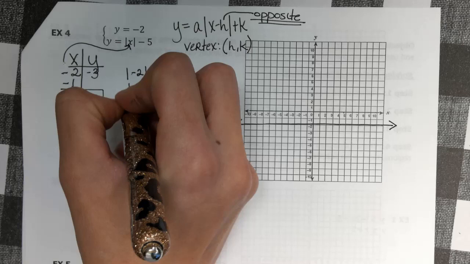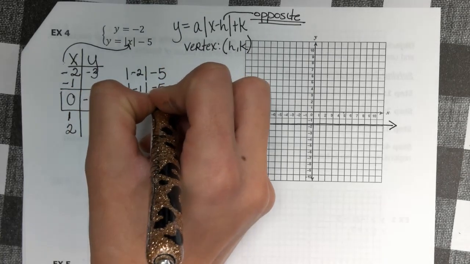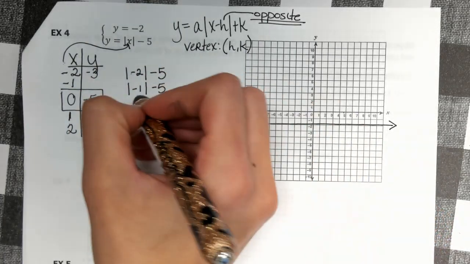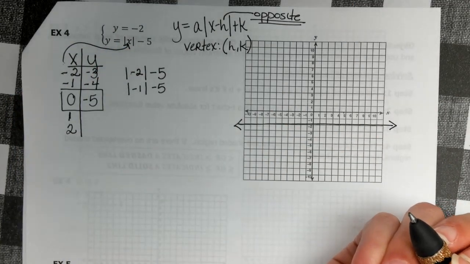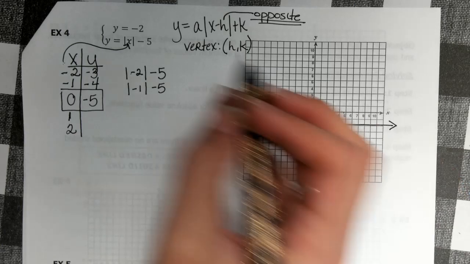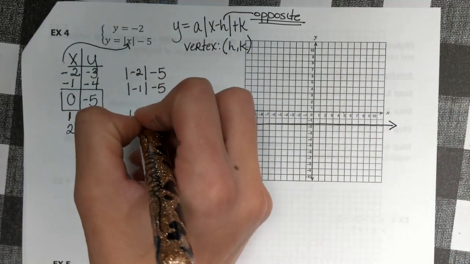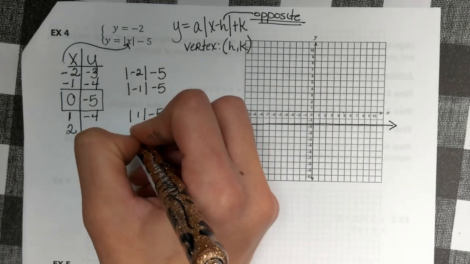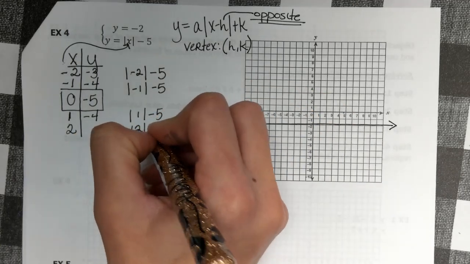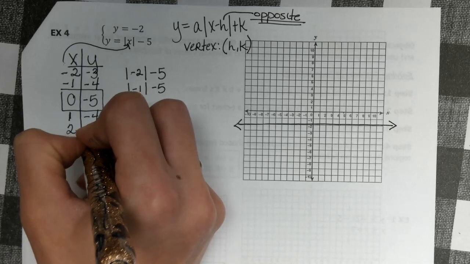And then I've got the absolute value of -1 minus 5, which is 1 minus 5. So -4. Y'all follow me how I'm building this? Okay. And then I'm going to take the absolute value of 1 minus 5, which is -4. And the absolute value of 2 minus 5, which is -3 again.